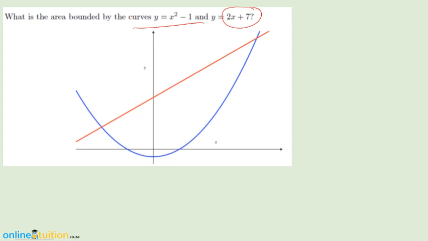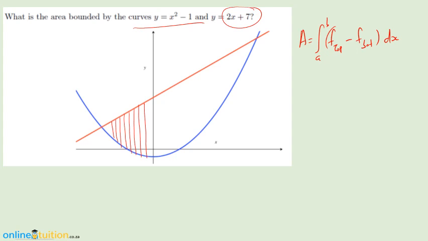Now, if you think about this, to work out the area we're going to partition in vertical strips. If you're going vertical strips, then the area is the integral from A to B of F top minus F bottom dx. The first thing we need to find out, and this is where you start earning marks, is A to B. What is A? What is B?